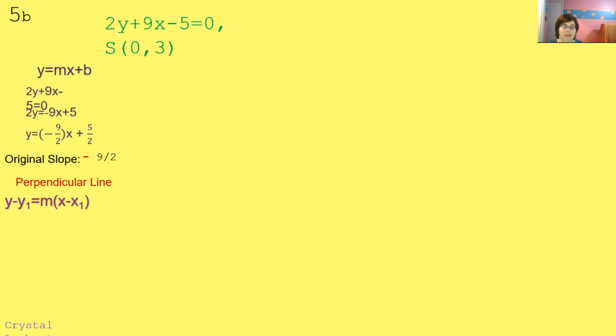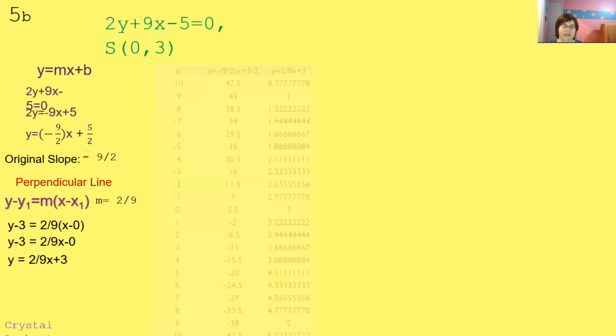And we're going to use y minus y1 equals slope times x minus x1 with the opposite reciprocal of 2/9. And we work through that. Y minus 3 equals 2/9 x minus 0. Remember, when you multiply anything times 0, you get 0. So when we distributed that 2/9, we still got 0. Then whatever we do to the left, we have to do to the right. So to get y by itself, we add 3. Y equals 2/9 x plus 3 is our equation.